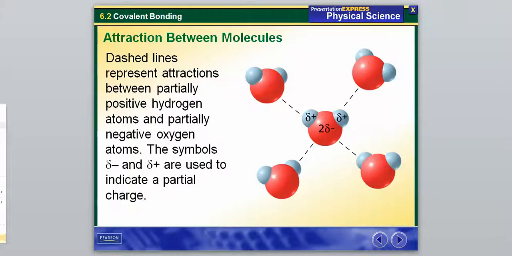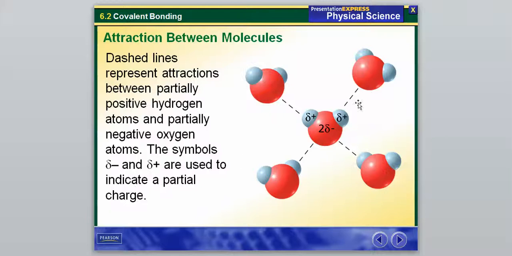And how we can represent our different charges here is actually by dashed lines. So dashed lines represent attractions between partially positive hydrogen atoms and partially negative oxygen atoms. And this symbol right here is actually a lowercase Greek symbol. It's known as delta. So I would make sure, that's definitely going to be a quiz question. I'm going to ask you what the name of this symbol is, and I don't think it actually says anywhere on here, but if you're listening, you should know that that is a delta symbol. So delta minus and delta plus are used to indicate a partial charge.